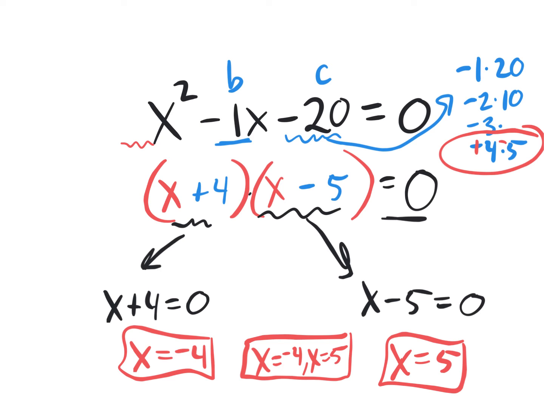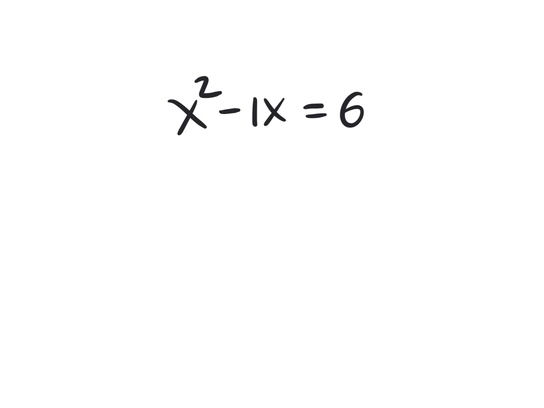Now there's one more type of problem where you're going to have to apply zero product property, and that's when it's not set equal to 0. So you can't even start thinking of factoring until you set that equation equal to 0. So let's first move the 6 over to the other side, and you will have 0 equals, and what do we have left on the left side? We have an x squared minus 1x minus 6.